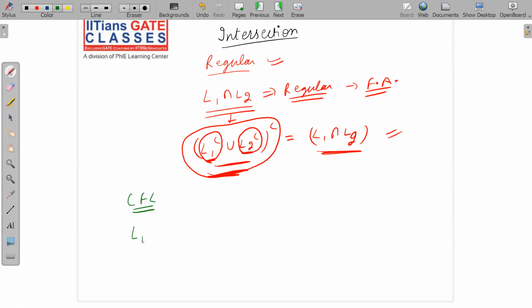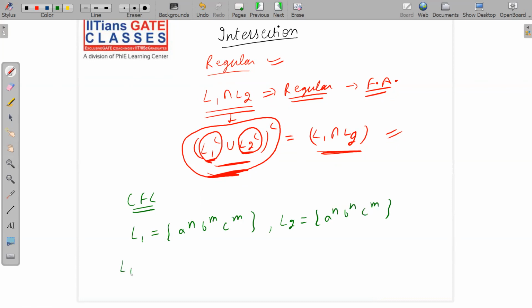Let me give you an example. This is a very famous example. Lots of books use this example, so you have to remember it, and in lots of competitive exams the same example has come. L1 is a^n b^m c^m, and L2 is a^n b^n c^m.